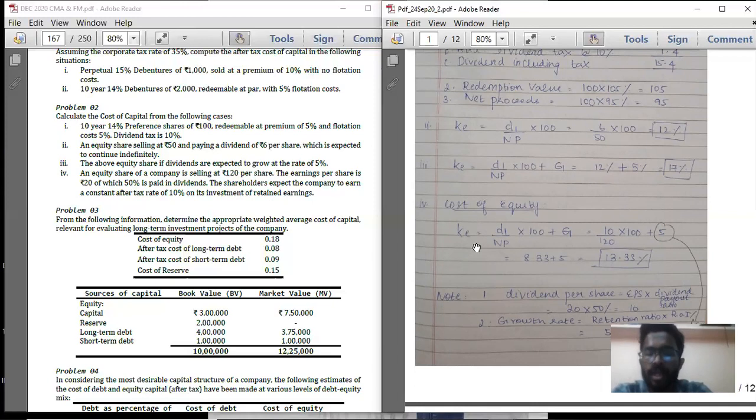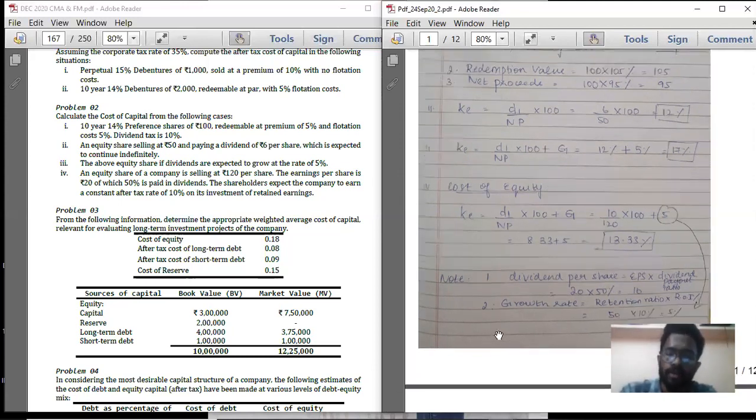KE is equal to, same formula. KE is equal to D1 divided by NP into 100, within bracket, plus G. Here what is D1? 10. Below that, D1 is 10. 10 divided by, what is the selling price? 120. 10 divided by 120 into 100, within bracket, close the bracket, plus, what is G? G we should calculate. Below that leave 2 lines gap, record note 1.